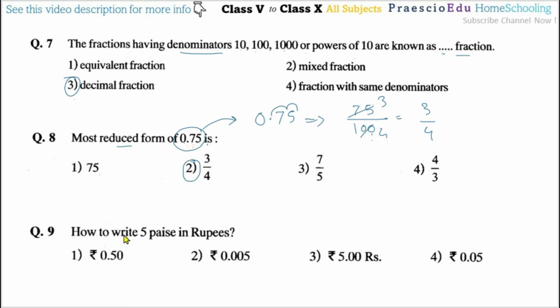Now question number 9. How to write 5 paise in rupees? Now we know 100 paise is equal to 1 rupee. So 5 paise divided by 100. Here also 100, so 1 paise is equal to 1 by 100. So 5 paise is equal to 5 by 100, and 2 digits are to be shifted from the 5, so it is equal to 5, from here 1, then 0, and then 2. Here is the decimal point, so 0.05. 0.05 rupees means option number 4 is correct.